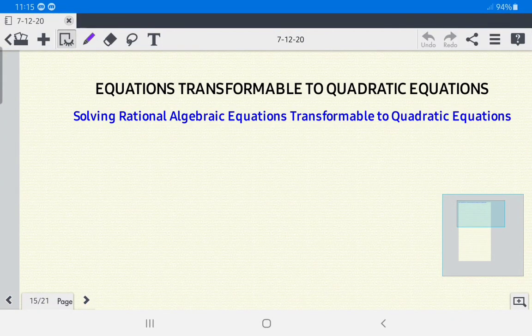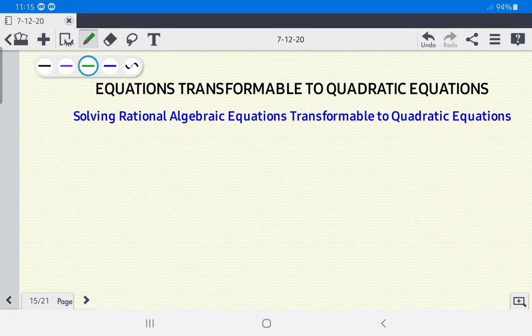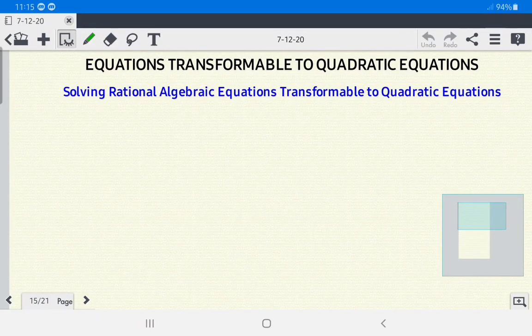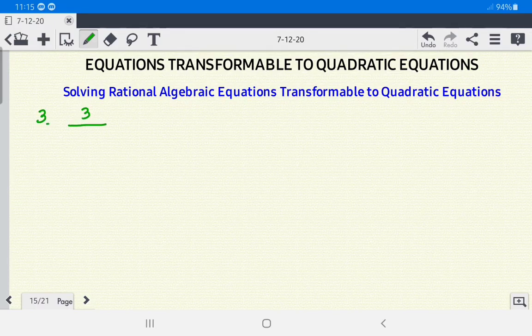Okay, next, number 3. Number 3, we have 3 over 2x, then plus 2 over x equals to x minus 1. Okay, so here, the denominators are 2x and then x, right? Because here, the denominator of x minus 1 is 1.